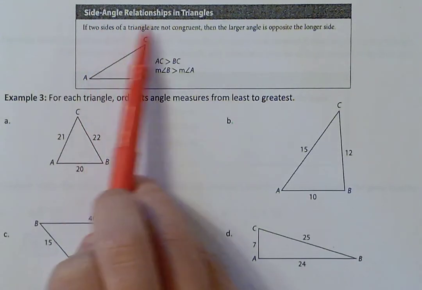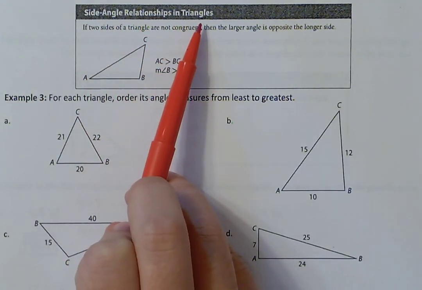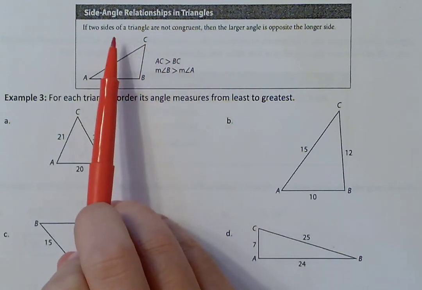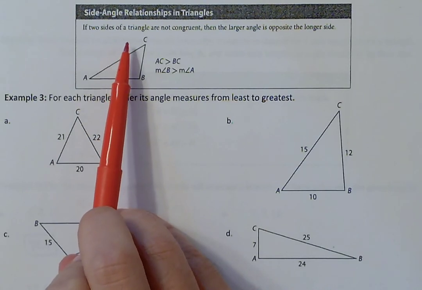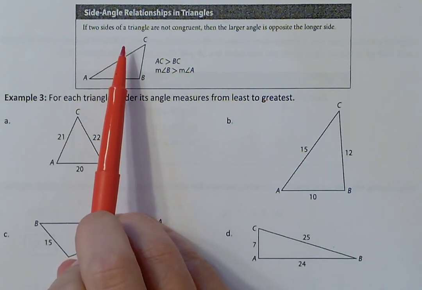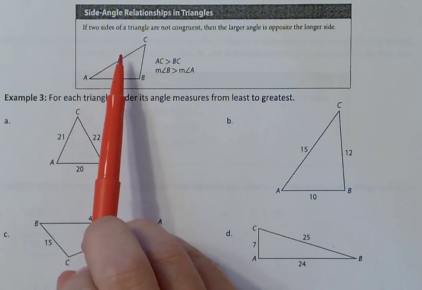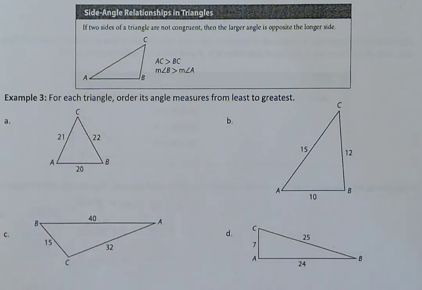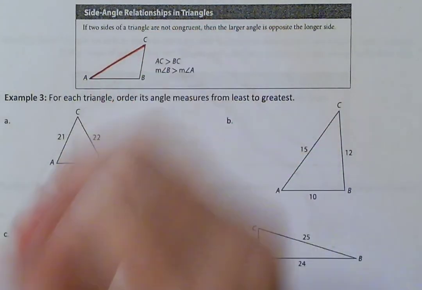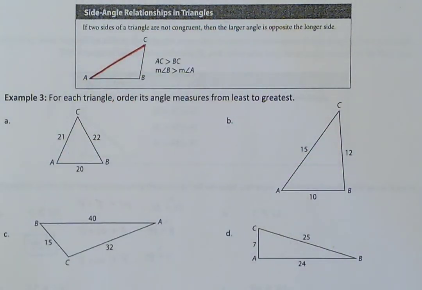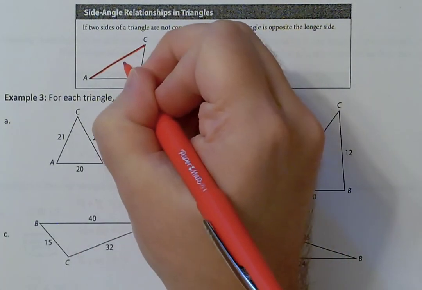Now, this side angle relationships in triangles is going to give us guidance on that, and that states that if two sides of a triangle are not congruent, then the larger angle is opposite the larger or longer side. What this means is if I know AC is the longest side, so let's say I know it's the largest side, that means the angle that is the largest is the angle that is opposite.